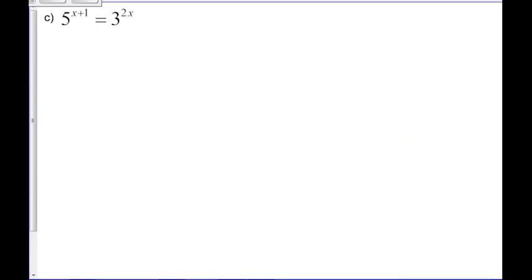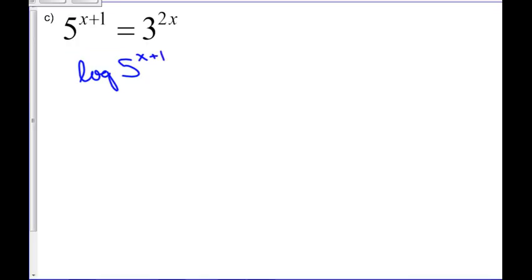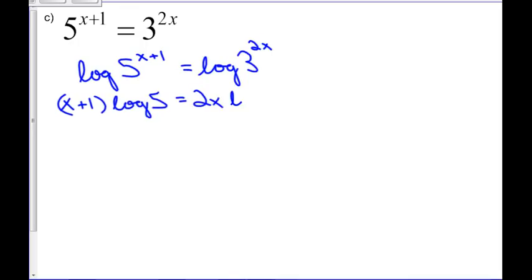Let's do one more. So the first step had been isolate the exponential expression. Here there are 2 exponential expressions. You can't isolate them, so we'll just move on to step 2, which is take the log of both sides. log 5 to the x plus 1 equals log 3 to the 2x. Okay, I can pull my exponents down. This is the great gift of the power law of logarithms.